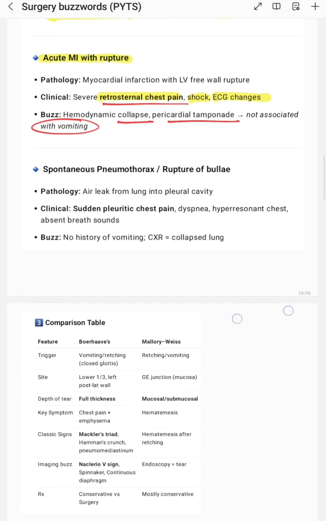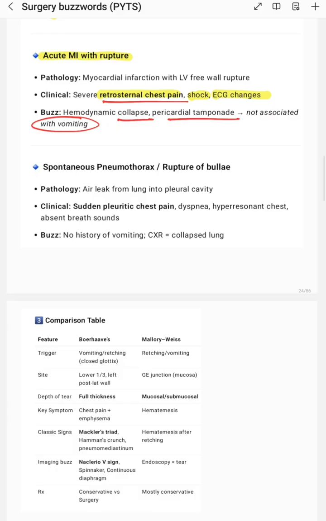And then spontaneous pneumothorax or rupture of the bullae. Okay, what is happening now? There is an air leak from the lung into the pleural cavity. So there will be sudden pleuritic chest pain, dyspnea, and hyperresonance. Now there is air in the pleural cavity, so it will be pneumothorax: hyperresonant chest, absent breath sounds. There will be no history of vomiting, and when you do the X-ray, you will see the collapsed lung.